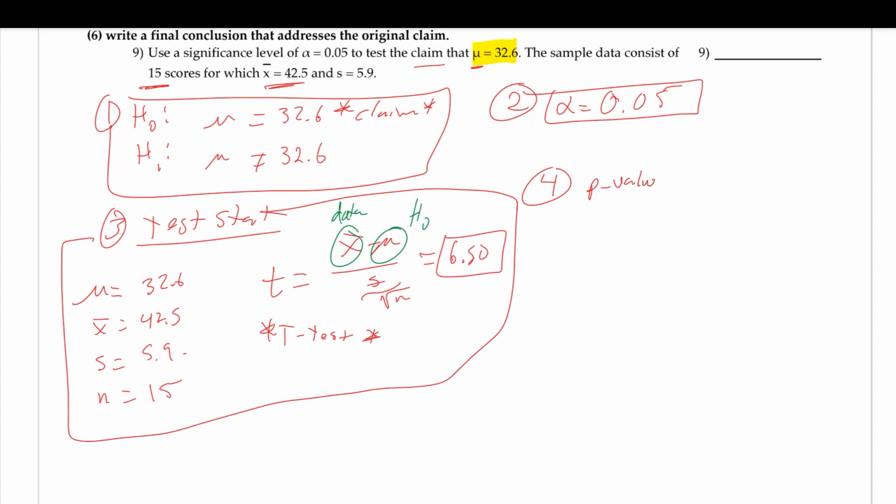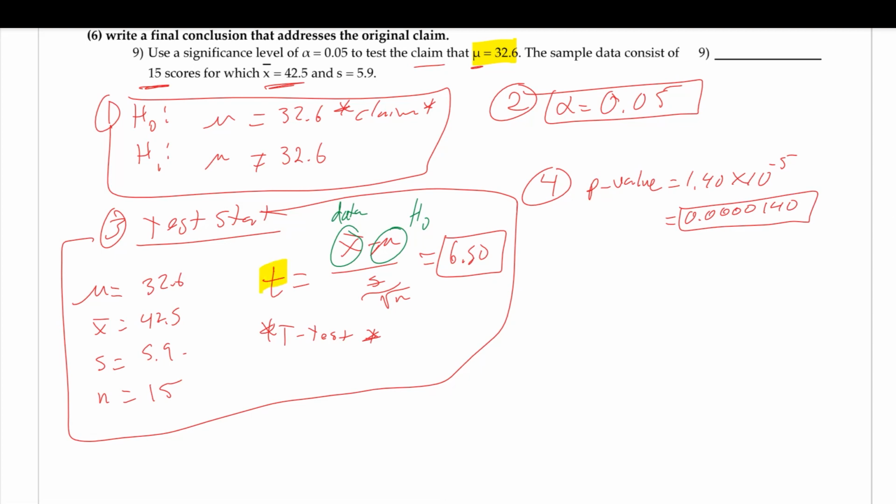P-value is 1.40 times 10 to the negative 5. Again, if you wanted to have a decimal equivalent to that, you just move the decimal 5 places to the left, and you get 0.0000140. So that's a very small p-value.